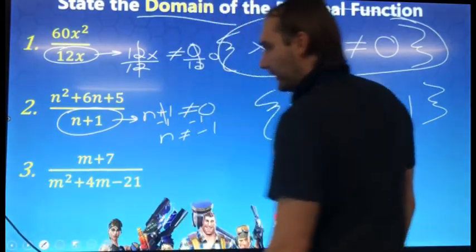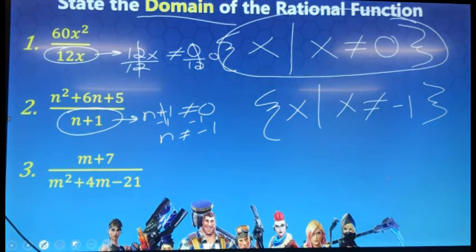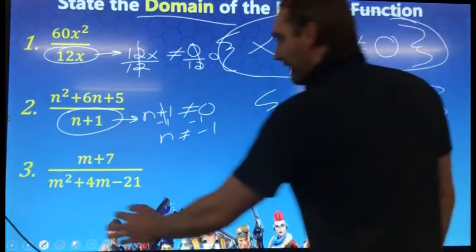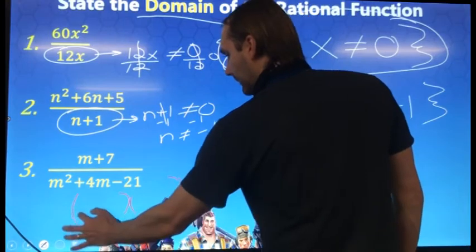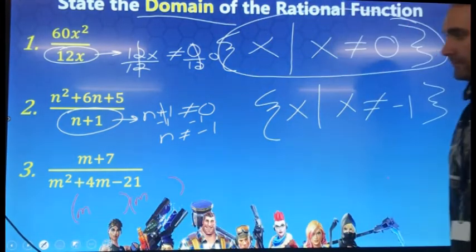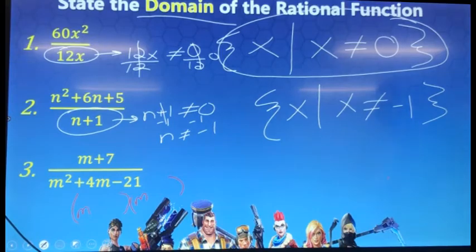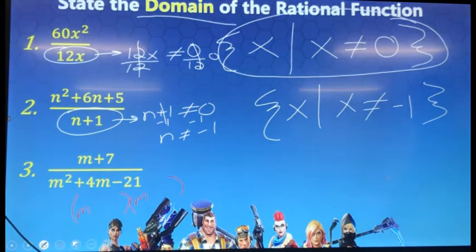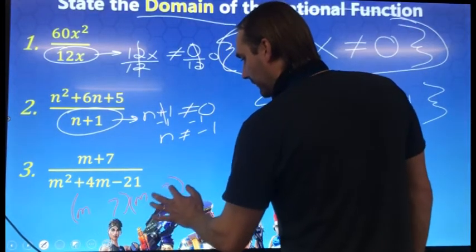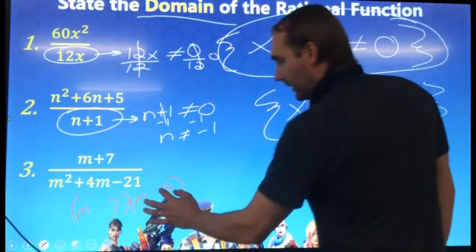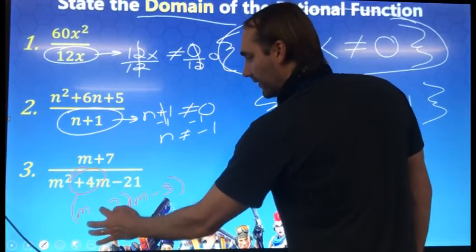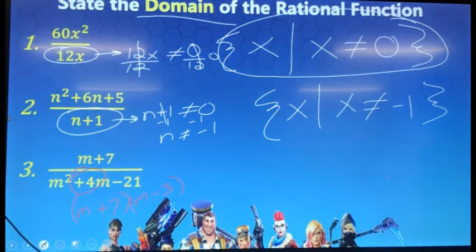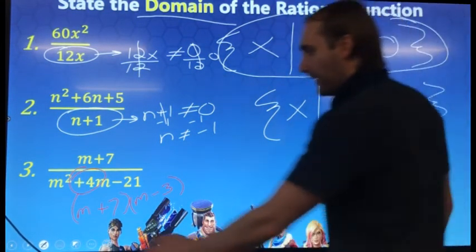Number 3 requires a little bit more work because I have to factor the denominator. So what does m squared plus 4m minus 21 factor into? Got my m, got my m. Looking for two numbers that multiply to a negative 21, add to a 4. Multiply to 7 and 3. One of these has to be a negative. Which one? 3. Because this is my plus, so the largest number has to be a plus. So that factors into (m plus 7) times (m minus 3).